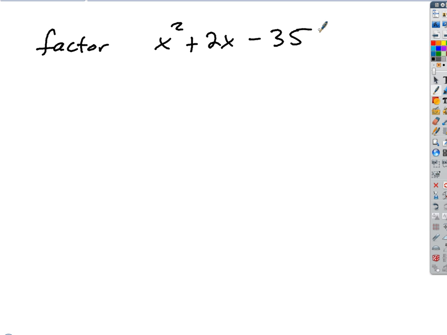Okay, take a second and try to do as much of that as you can on your own. See if you can get it set up at least. Hopefully you can get it factored, and then we'll talk about it.